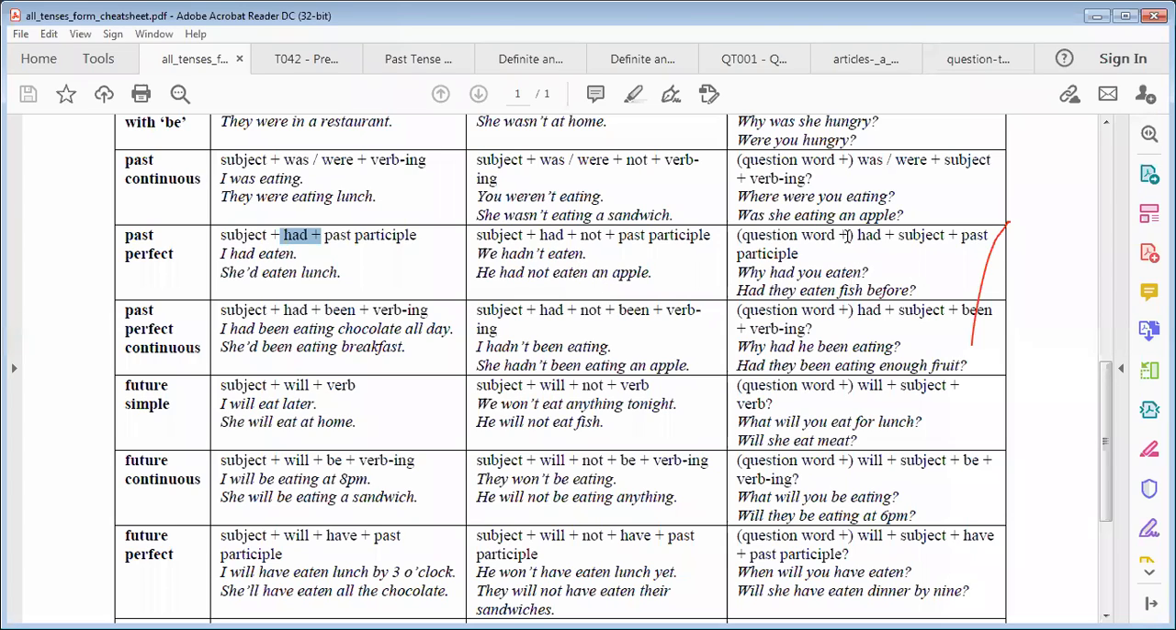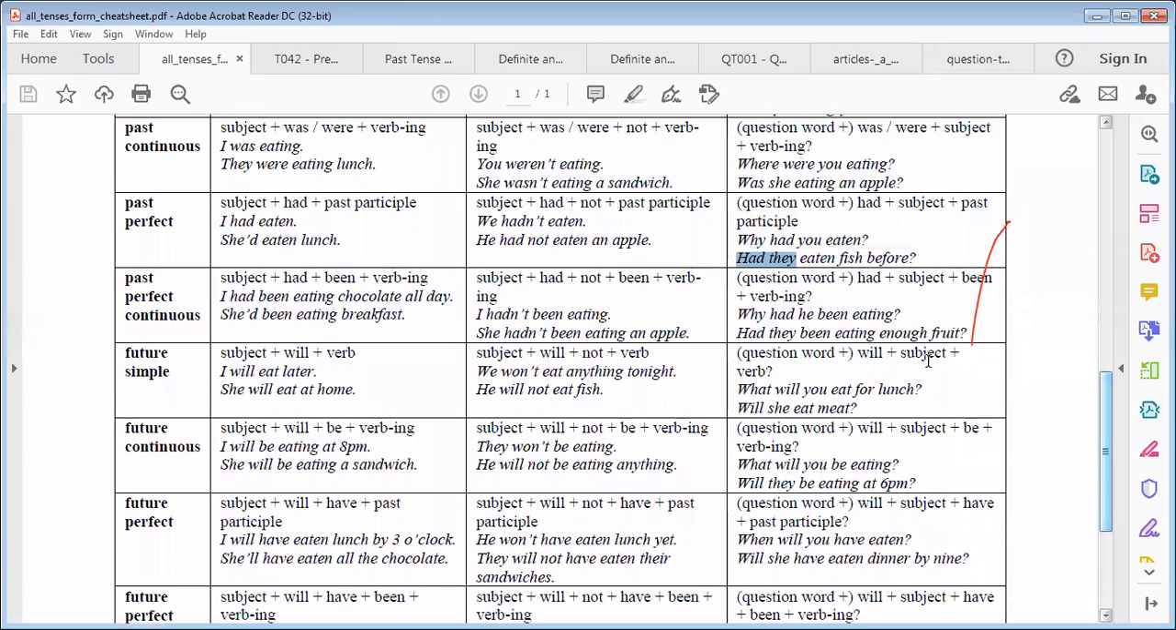Now, how to form a question? Question word, that is WH word, plus had plus subject plus past participle. Why had you eaten? Or had they eaten fish before? How will you form the statement? They had eaten fish before. Okay, so see, only these places are changing. The sequence of subject and verb, only that part changes.